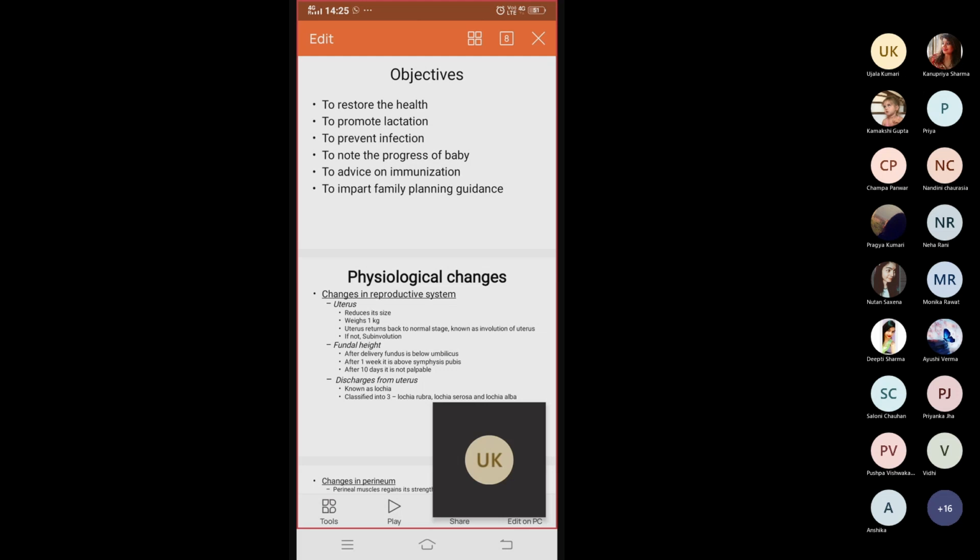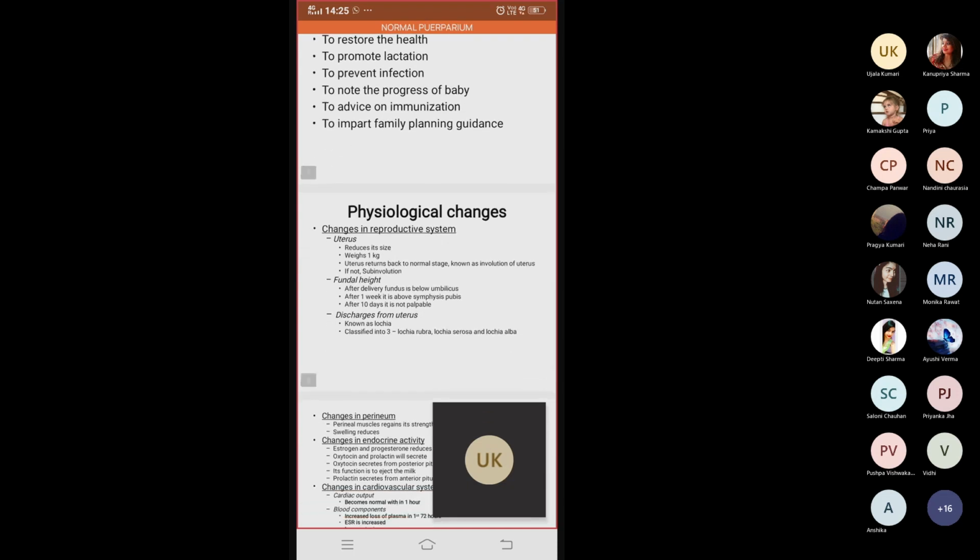So next, if you're seeing the physiological changes during the puerperal time period, it is the changes in the reproductive system. If you're seeing the uterus, what happens to the uterus during the puerperal time period? The uterus was enlarged in size till the 9th month, and that uterus will come back to the normal size and shape. During the first 10 days, the uterus will reduce its size and the weight of the uterus will be 1 kg. What was the weight of the uterus during pregnancy time period?